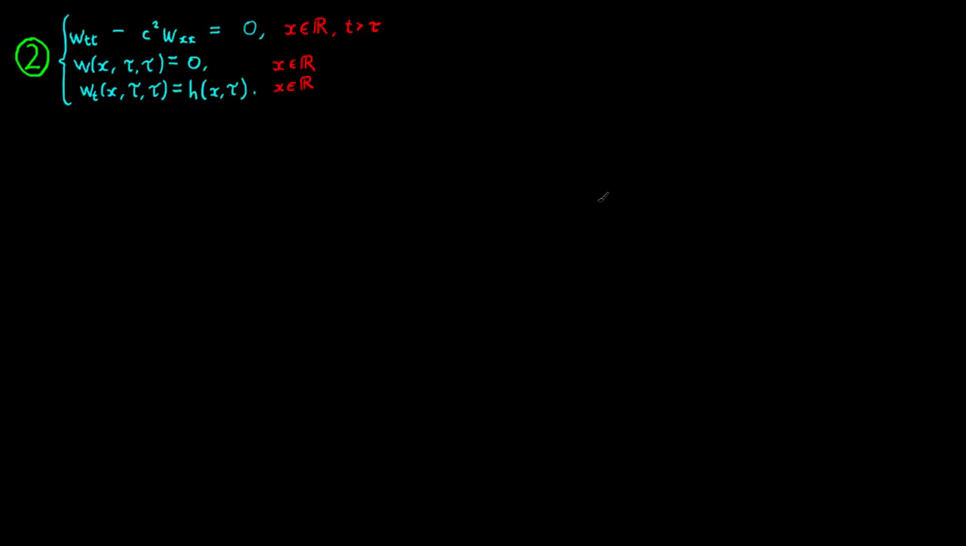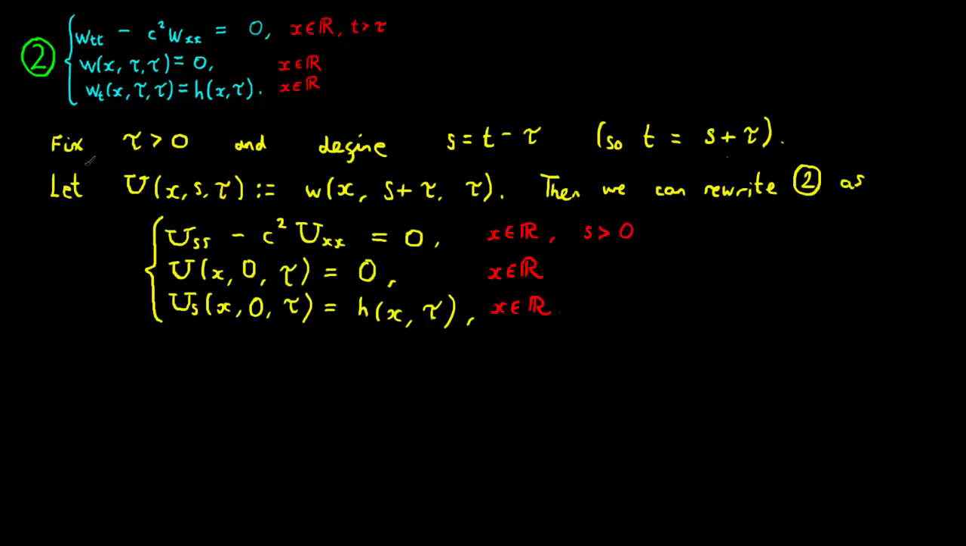So this is similar to the kinds of problems that we solved using D'Alembert's equation, but not quite exactly the same. We can make it look more familiar by saying, okay, let's fix tau greater than 0. So tau is just some number greater than 0. And then define s as a new variable that is t minus tau. In other words, t is equal to s plus tau.